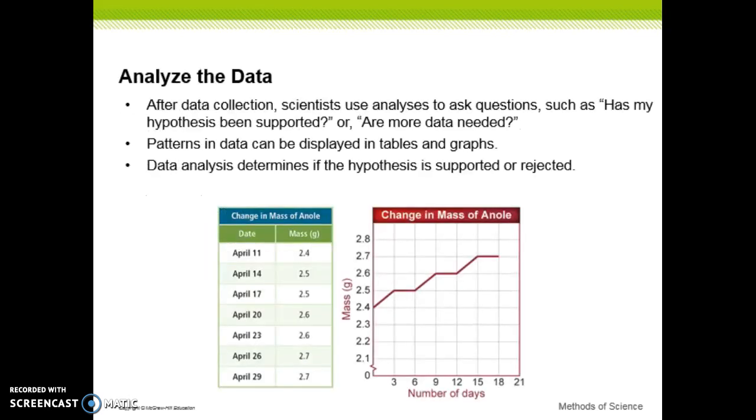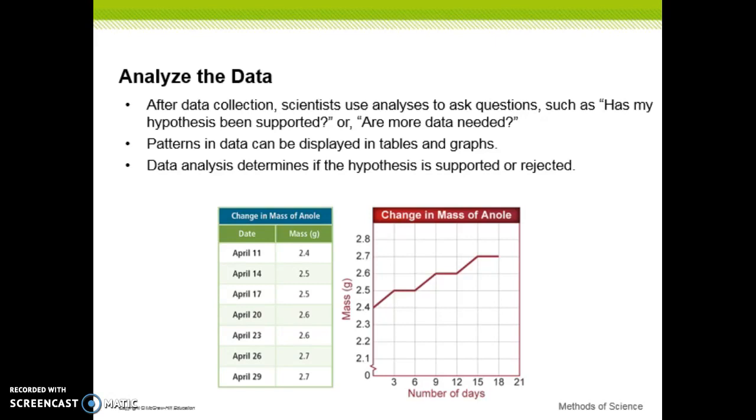Analyzing the data. I'm going to be giving you a lot of these type of sheets during the day when we're working with each other in class, and you're going to need to analyze them. And for peer review, you're going to be looking at your peer data, and you're going to be analyzing and grading them on that. So after data collection, scientists use analyses to ask questions such as, has my hypothesis been supported? Or, are more data needed?